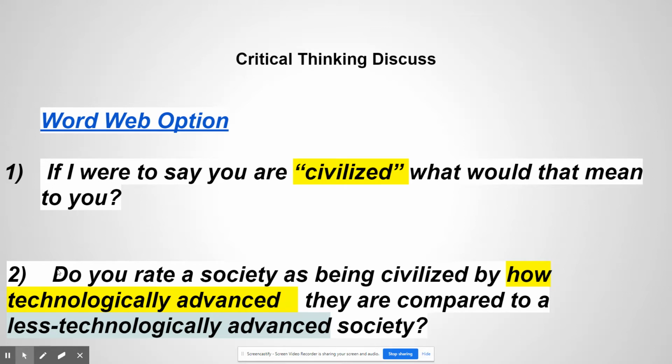And then the second question, do you rate a society as being civilized by how technologically advanced they are compared to a less technologically advanced society? When we're talking about technologically advanced, we're talking about societies that have more quote unquote gadgets, electronic devices, infrastructure, everything relating to the word technology. But that's going to be a lesson that we're going to be doing in our live discussion. So the first activity involves you answering these two questions.